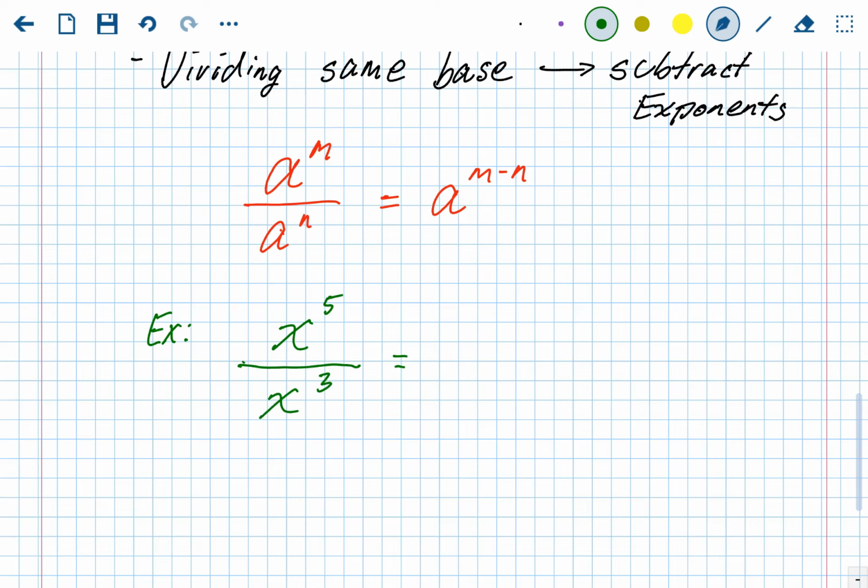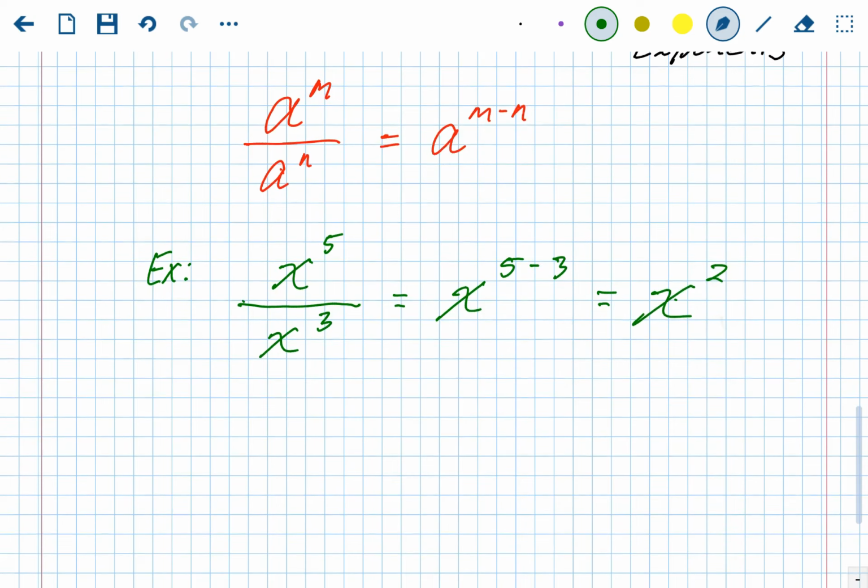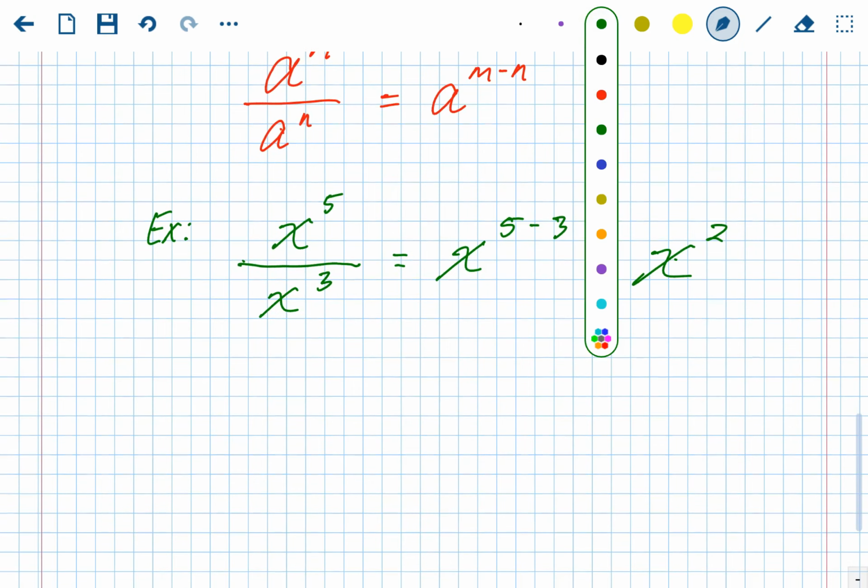Same base, we're dividing, so you just subtract their exponents. X to the 5 minus 3, which is x to the 2nd power, or x squared. Now again, why can we do this? Why does this work? Well, break it down again.